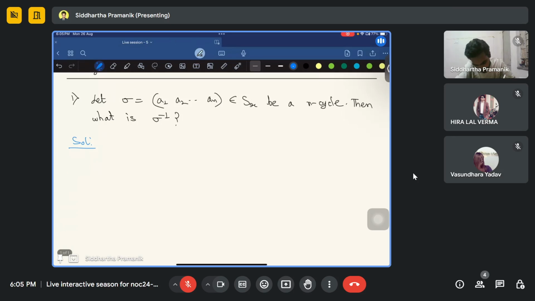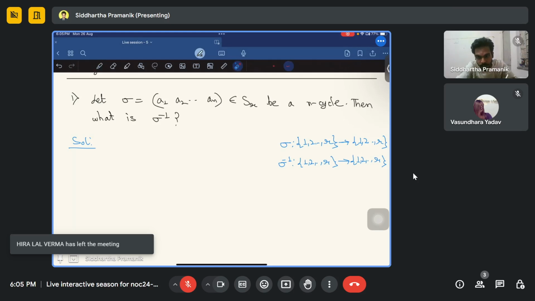So basically, sigma is a function from 1 up to r to 1 up to r, right? Not only a function, it is a bijection. So sigma inverse is the inverse function of this. Can you find sigma inverse from sigma? You just need to find the inverse function of sigma.